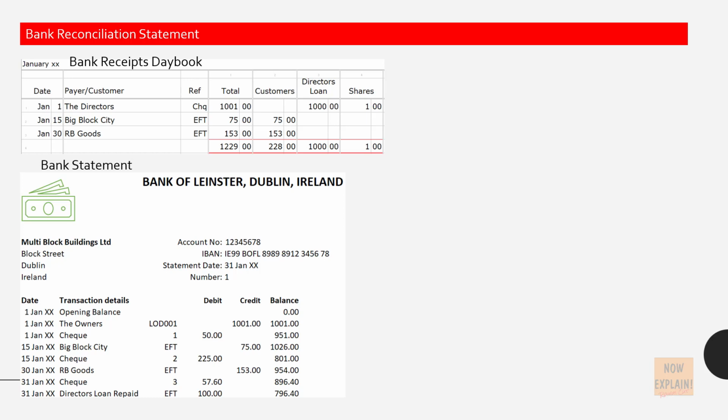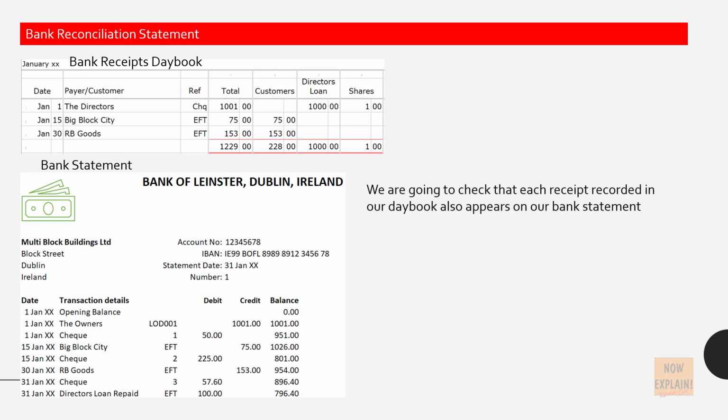Here's our bank receipts daybook and bank statement. We're going to check that each receipt recorded in our daybook also appears on our bank statement. We'll write the letter B beside each of the values that agree. So our cheque we received from the directors for €1,001.